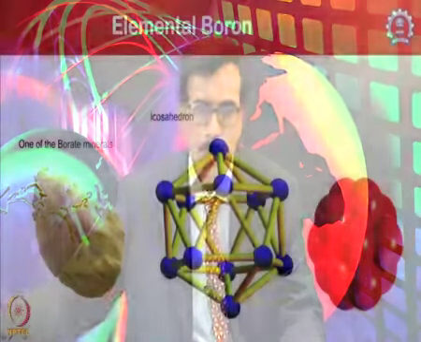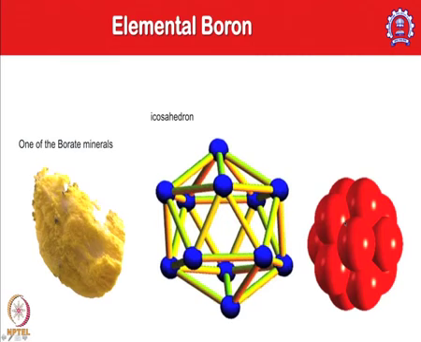So, boron crystallizes in a variety of forms, all containing the icosahedral B12 unit. You can see here, this is one of the borate minerals. This is how it looks. This is how the icosahedron looks, and I have a model to show you here.